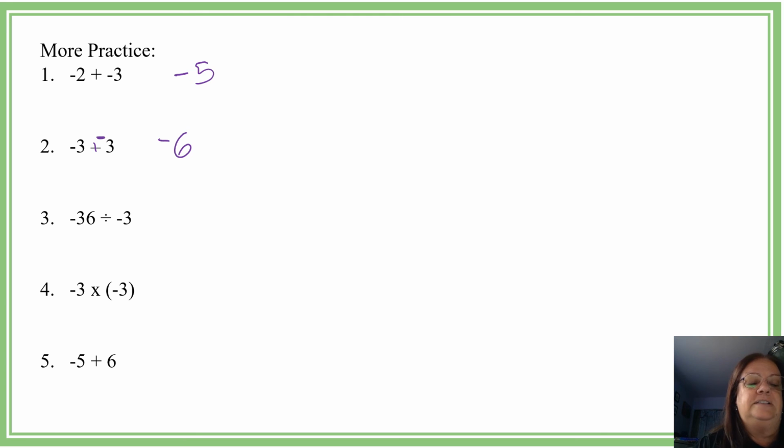Okay, we're going to pause and do this one first. Negative 36 divided by 3. Well, 36 divided by 3 is 12. Since they're both negative, the answer is positive. Okay, take a moment.